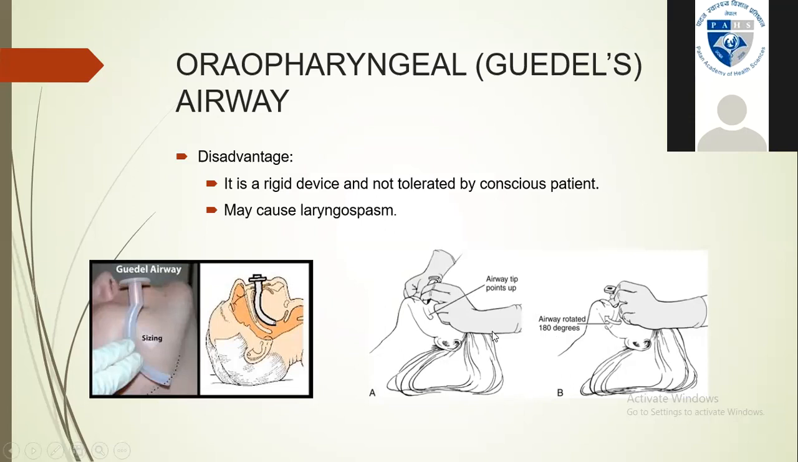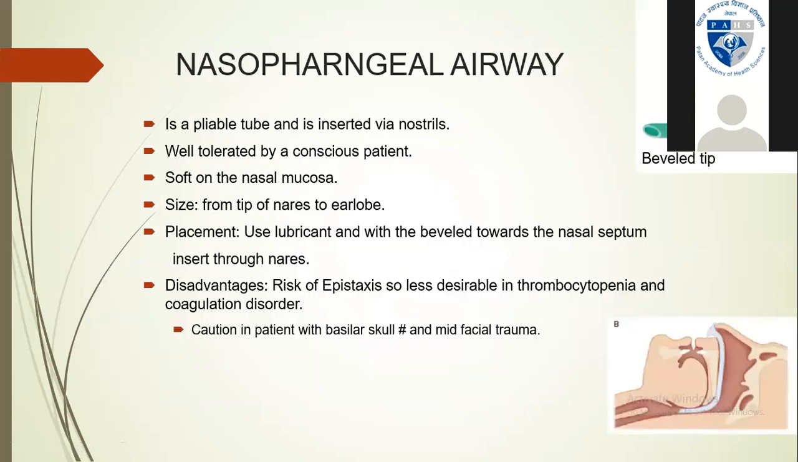The major disadvantages are that we cannot use this device in a conscious patient, as it is a rigid device and will not be tolerated, and it may also cause laryngospasm. The other simple airway device is the nasopharyngeal airway device. This is made of a pliable tube, so it is much more flexible than Guedel's airway, and it can also be used in a conscious patient.